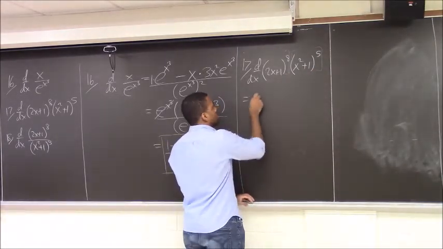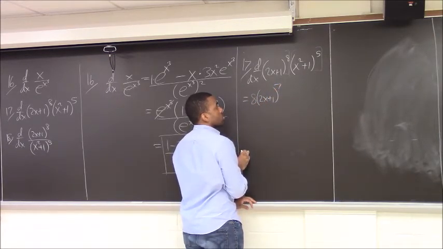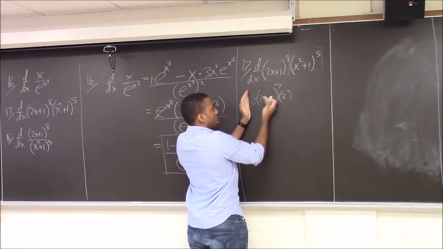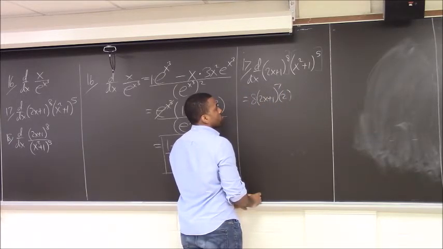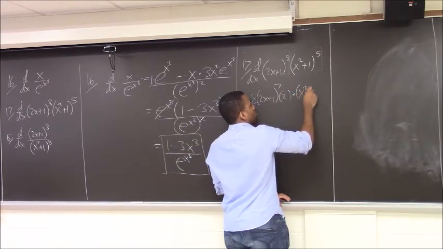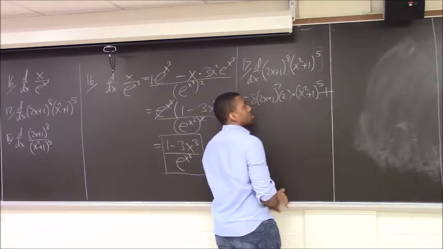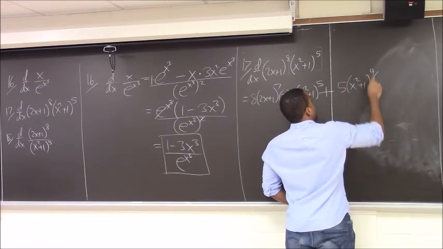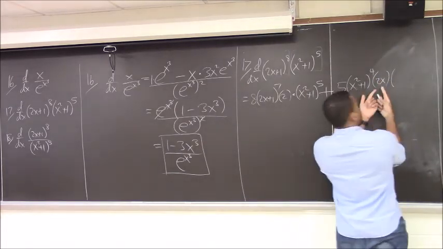8 times 2x plus 1 to the 7 power times 2. So in order to differentiate the first one, you need to use the chain rule, which says you differentiate the outer function, then multiply by the derivative of the inside. And leave that one alone. Then plus 5 times x squared plus 1 to the 4th times 2x. Differentiate the second one and leave the first one. Again, notice that I'm applying the chain rule here.